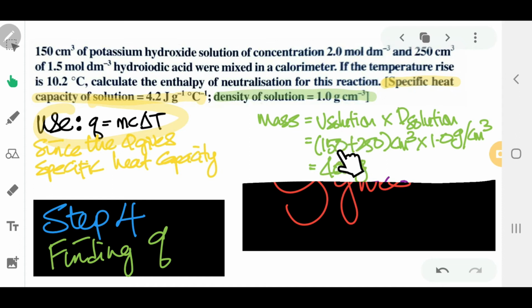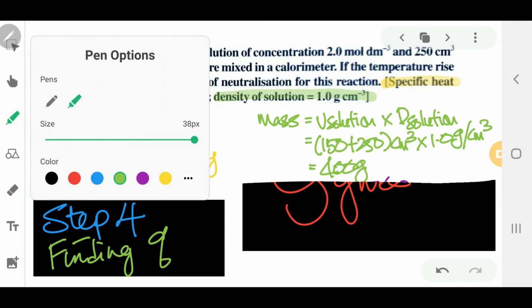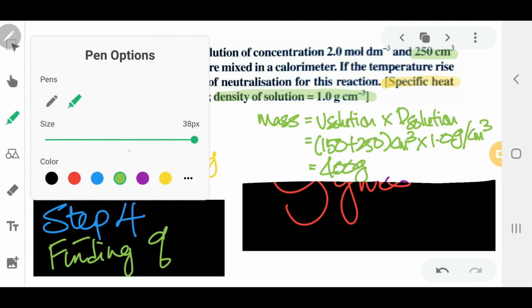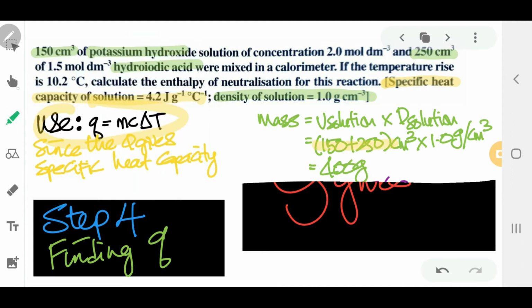So what you need to do over here is 150 plus 250, and the information is right there. When you add the potassium hydroxide together with the 250 centimeter cubed of hydroiodic acid, the total volume of the whole solution would be equal to this. When you multiply the total volume by the density of the solution, you get the mass of the solution. And this information afterwards, you need to put into here.